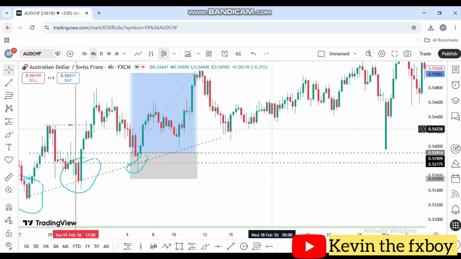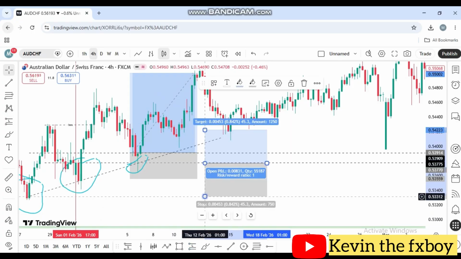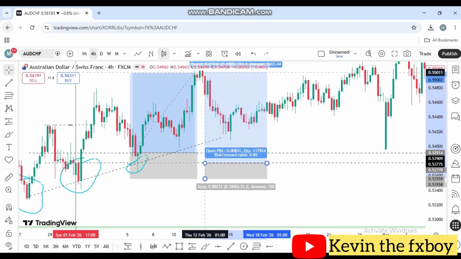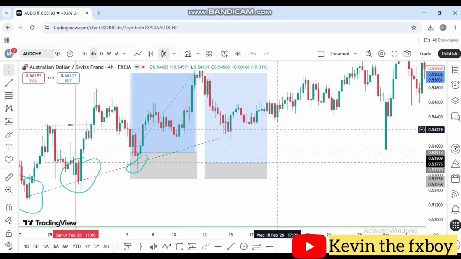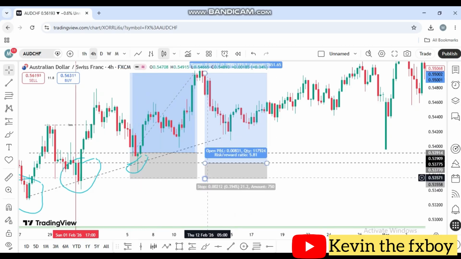So if I had waited to take the trade from here, I would have had a pretty nice risk reward. If I had my stop loss below here and my TP right here, that would have been a 1 to 5. But like I said, I didn't want to miss out on the trade, so I had to take my entry from the first result, and then my TP below the second result. So that was it, guys.